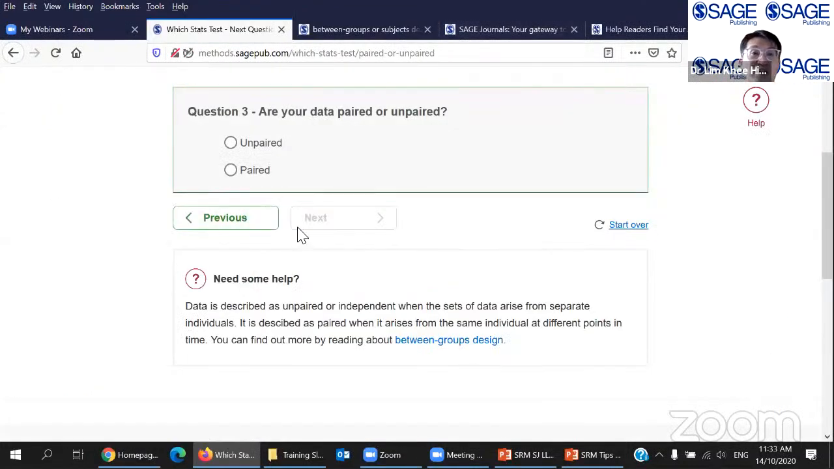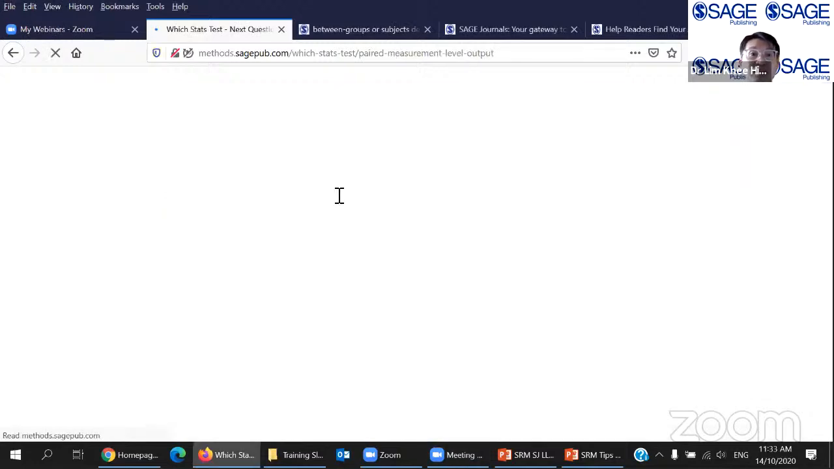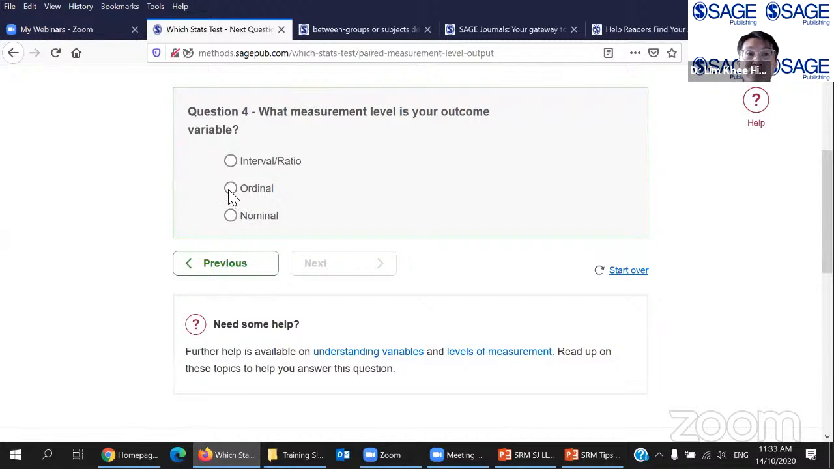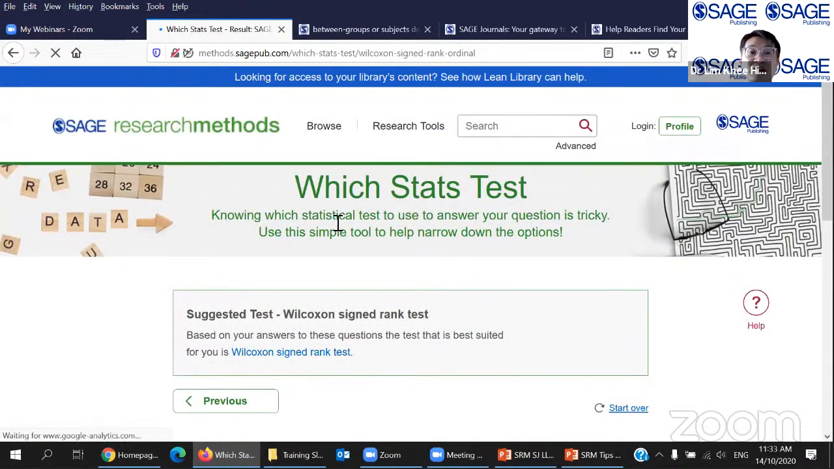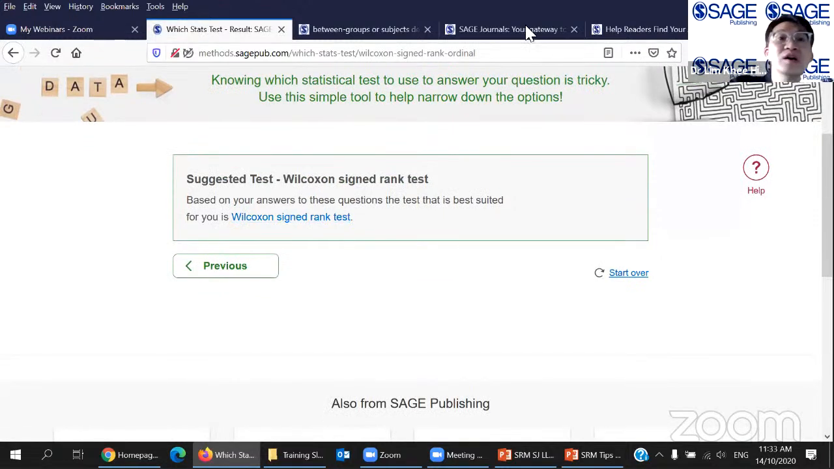Before you come back again here, in this case I probably would like to go for the pair one. Then I click next. Then they will say, is it interval, ratio, or something else, for example, I just choose one. Then likely they will suggest that in this case it is good that you use the Wilcoxon sign rank test. If you're not very sure what test this is, you just click on here and they will give you the test. So the whole objective here is that it gives you a very simple way of identifying the right statistical test that you can use to verify the data you collected.